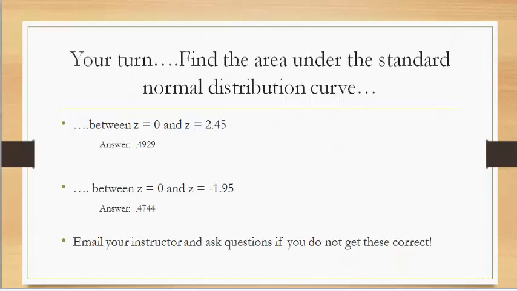So the last thing I want you to do right here is I want you to try a couple of these problems yourself. I've given you two. One where you're finding the area between 0 and 2.45, that's a positive one. And then one where you're finding the area from 0 to negative 1.95, and that's a negative one. And I've given you the two answers. I want you to try those. Draw your curves, shade the right section, and use your table to look up your values. If you have any questions or you don't get them correct, shoot me an email and let me know so that I can explain it further.